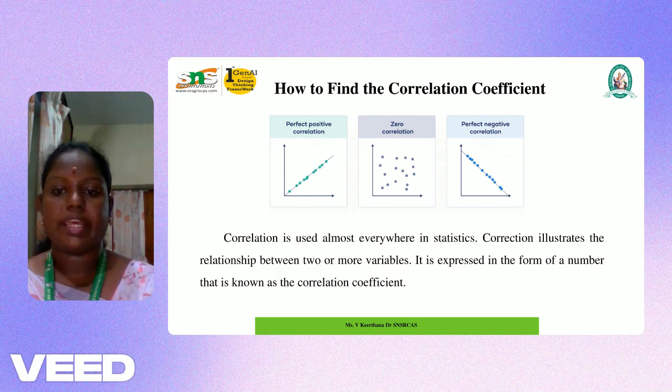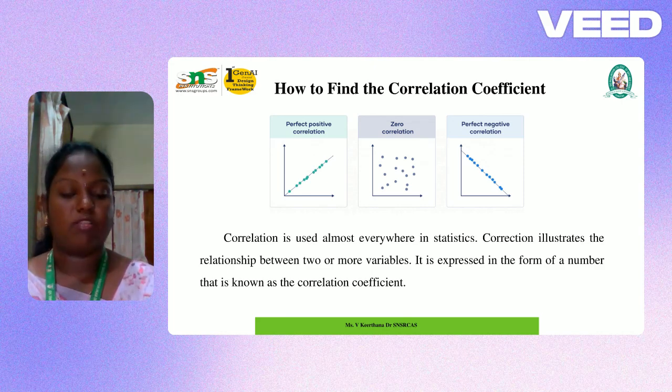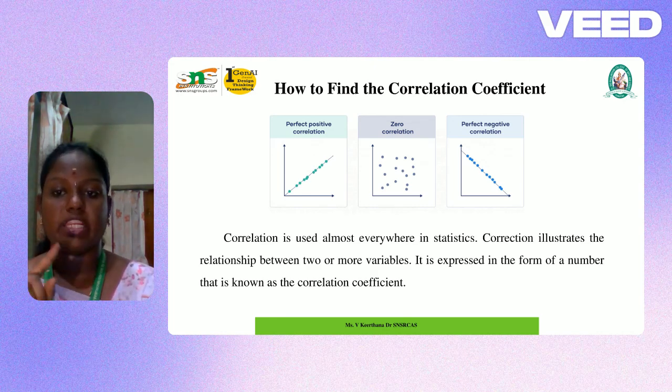Next is negative correlation. When there is a decrease in the values of one variable with an increase in the values of another variable, in that case the correlation coefficient would be negative. So if the value is negative, it will be -1.